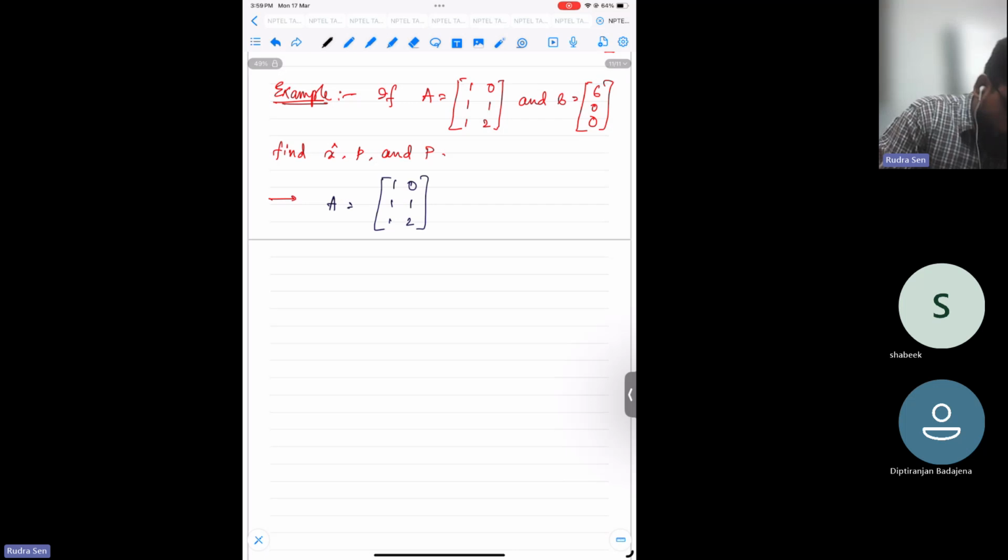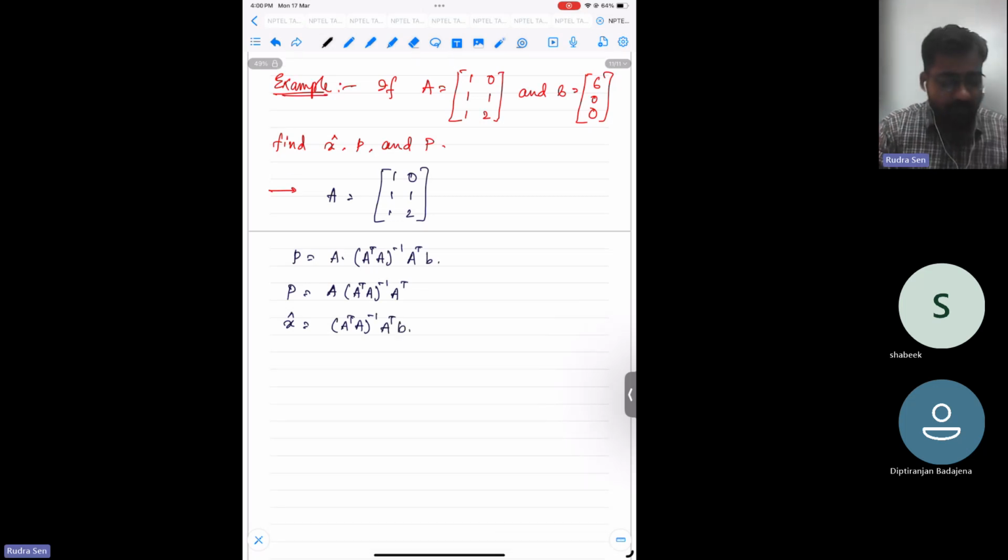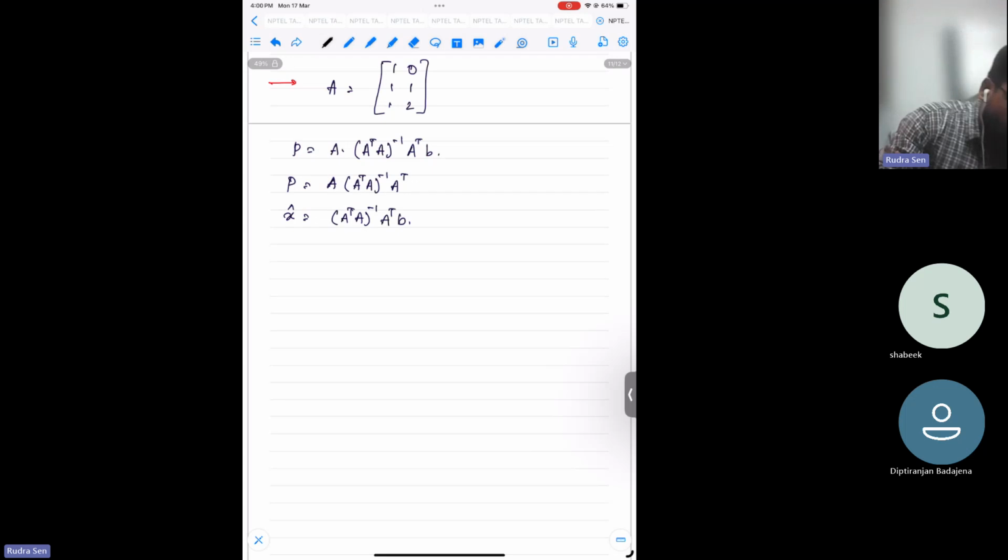So what is the formula? My formula is P equals A (A transpose A) inverse A transpose B. Where capital P is basically A (A transpose A) inverse A transpose, and x hat is basically (A transpose A) inverse A transpose B, right? So we need to find these two.